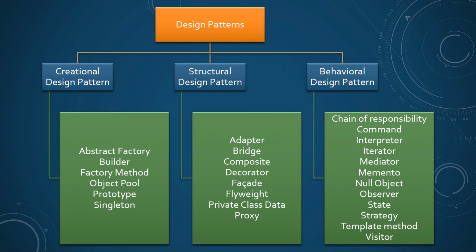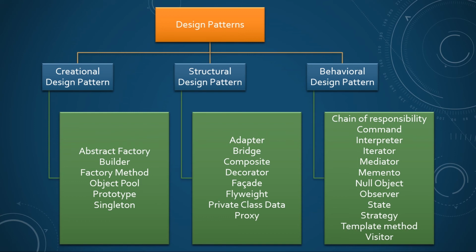And we have the behavioral design patterns. These are all about class and object communication. Behavioral patterns are those patterns that are most especially concerned with communication between objects. We have the first one, the chain of responsibility, a way of passing a request between a chain of objects. The next one, the command, encapsulates a command request as an object.